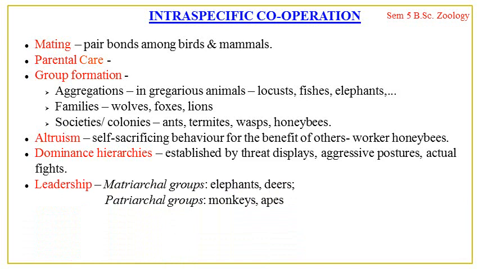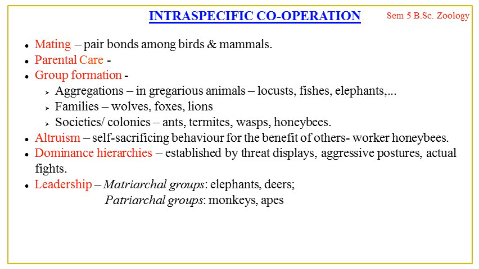And another is leadership. You can find that mammals move in groups. So there are many mammals which remain in groups. In some animals, you can see it is the oldest male that is leading the group, while in some others it will be the oldest female. Those animals which have the oldest female leading the group, we call it a matriarchal system. That is, the mother or female is the leader. While in other animals where the oldest male is the leader, we call it a patriarchal group. I hope it is clear.